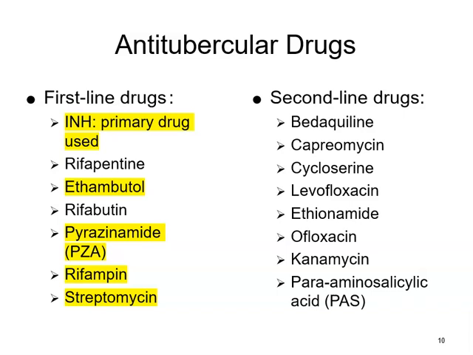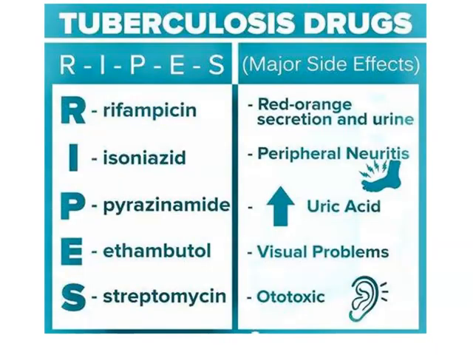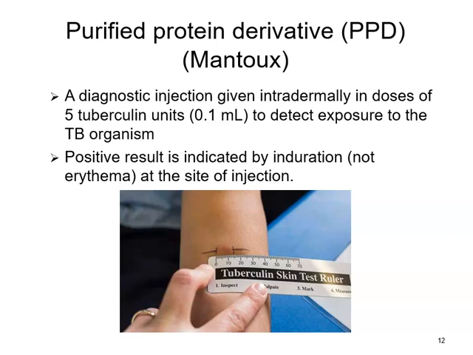Let's take a look at this one here, which I think is pretty nice. This is the RIPES mnemonic. So first-line treatment would be rifampin, isoniazid, pyrazinamide, ethambutol, and streptomycin. All right, so on the next slide, we are going to talk about the PPD test. But again, this is a nice little slide because it tells you the most major side effect of that class of medications. So the PPD, 0.1 mLs or 5 tuberculin units, are administered intradermally.